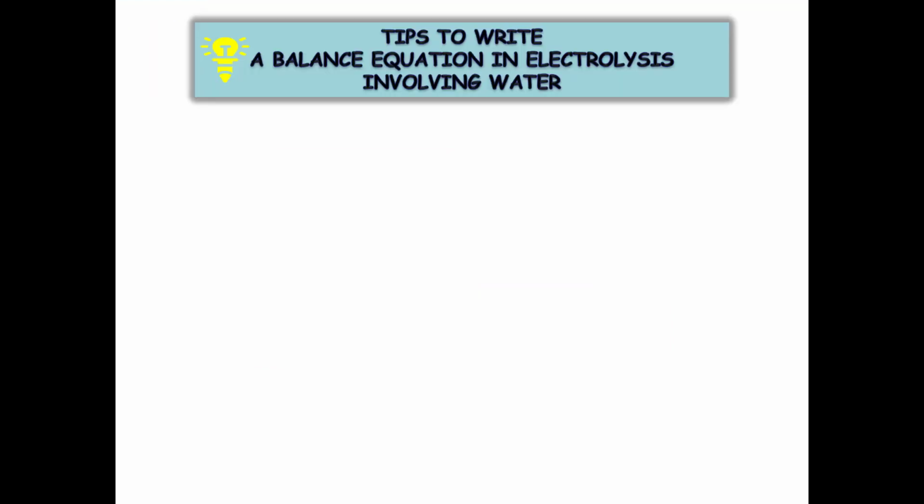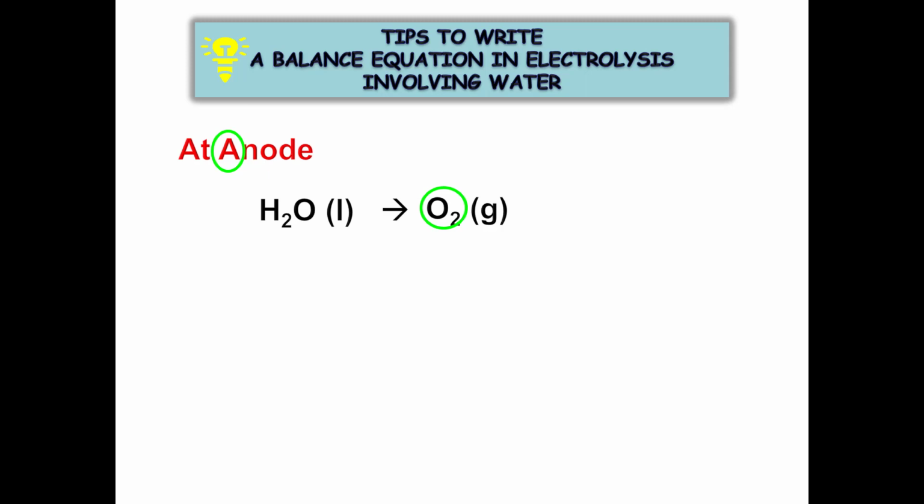Here, I want to share tips to write a balanced equation in electrolysis when it involves water. At the anode, water will produce oxygen gas. The tip to remember it: a vowel letter of electrode produces a vowel letter of gas. Oxidation occurs at the anode, so electrons are released. To balance the negative charge of the electrons, we use the ion from water with the positive charge, which is the proton. Then we balance the overall equation.